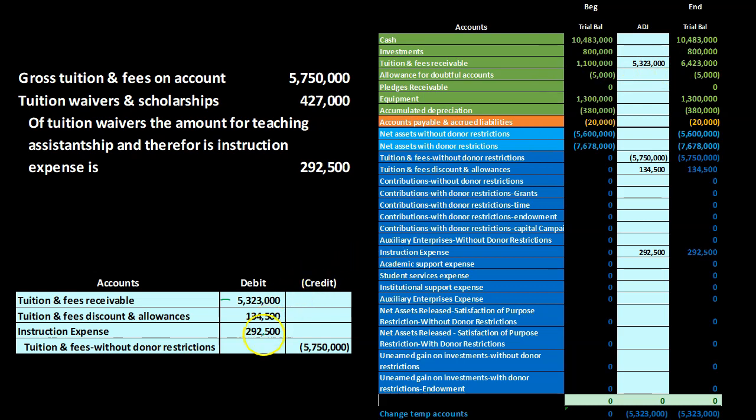Then of those receivables, let's jump down here to the tuition and fees without donor restrictions. That's our income account for the full amount, increasing by that $5,750,000. Then the difference between those two, the $427,000.